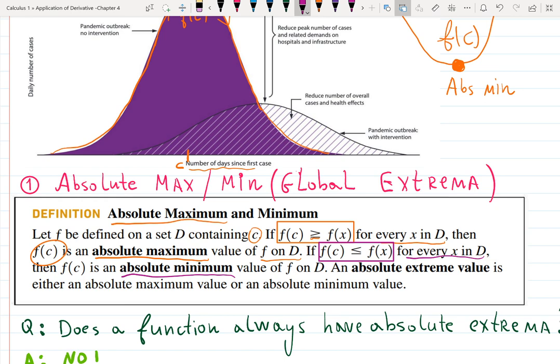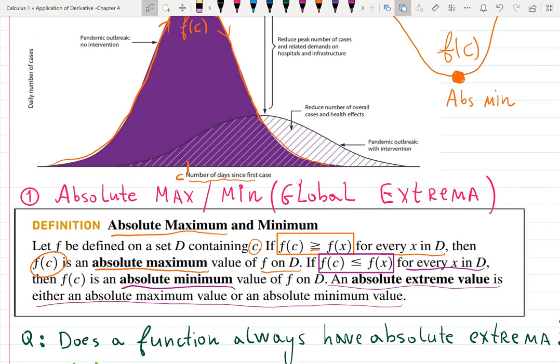And an absolute extreme value is either an absolute maximum or an absolute minimum. That's why my title says absolute maximum, minimum, or global extrema. You can see that in books sometimes: global extrema, global extreme value, global maximum, global minimum.